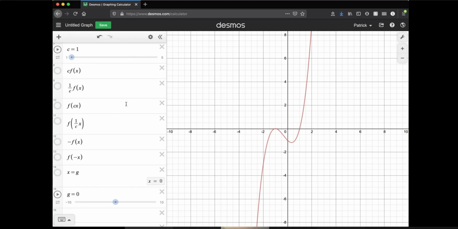Addition and subtraction are rigid transformations. It's like you just pick this thing up and move it whichever direction you want it to. Whereas multiplication is stretching or shrinking your function.